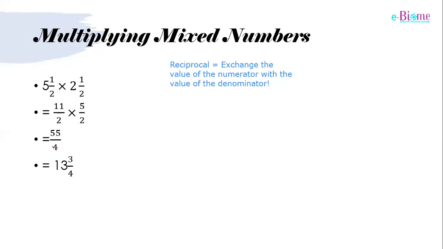Now we are able to change it back to a mixed number by seeing how many times 4 can go into 55. So leaving a remainder, that will give us 13, and then the remainder is 3, and then we put back the 4.